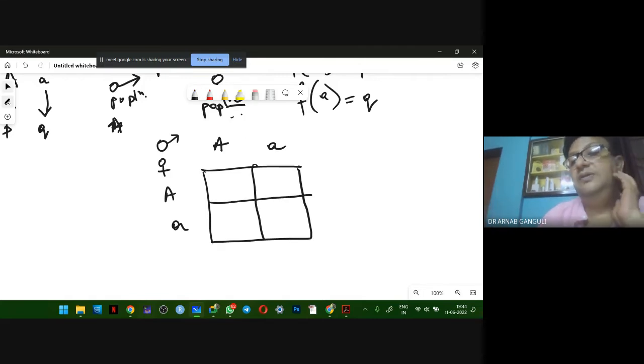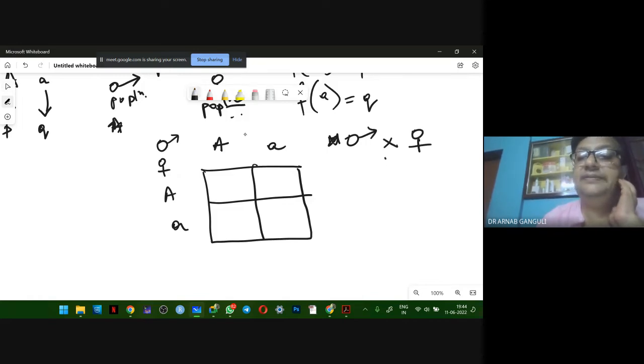So males will mate with females. When these two meet, it becomes capital A, capital A. What will be the frequency? P square, A into A. Probability of A is P, the frequency of this A is P. So this will be P square.